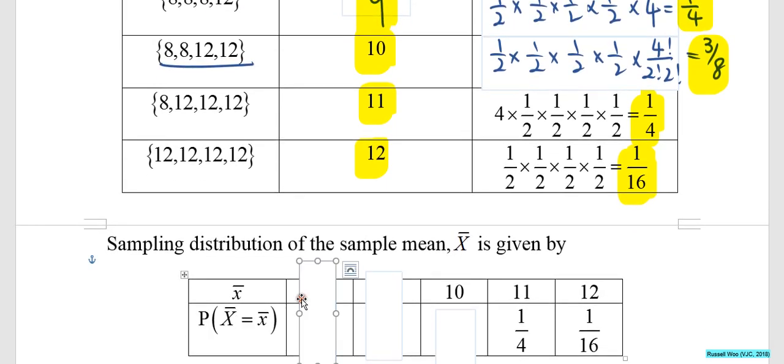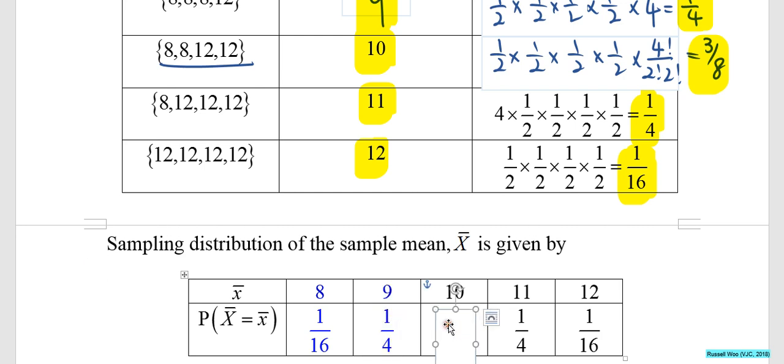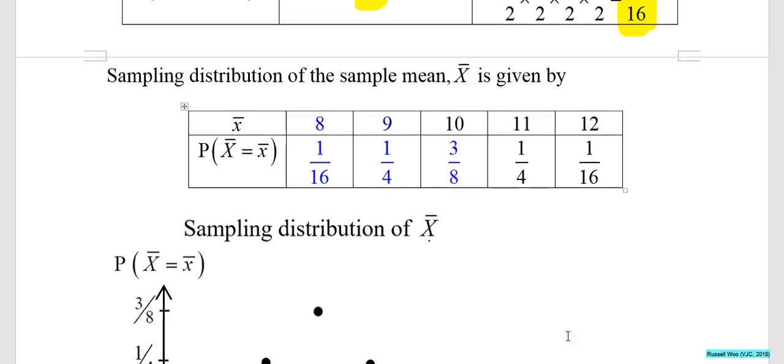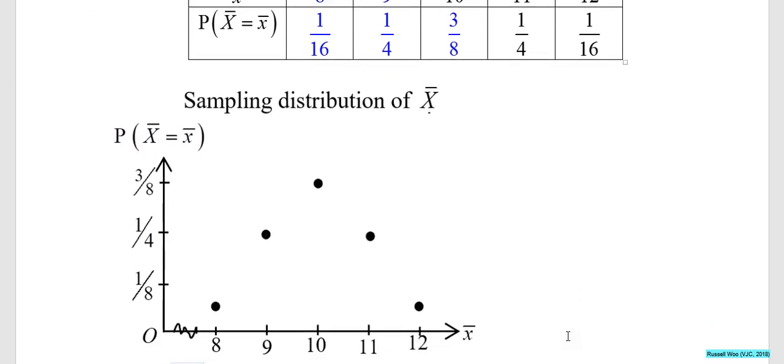Alright, so the probability you get 8 is 1 over 16. You get all these values. Just transfer. Got it? So if we present this on a graph, the probability you get 8 is 1 over 16, 1/4, 3 over 8, 1/4, 1 over 16. So you get something like that.